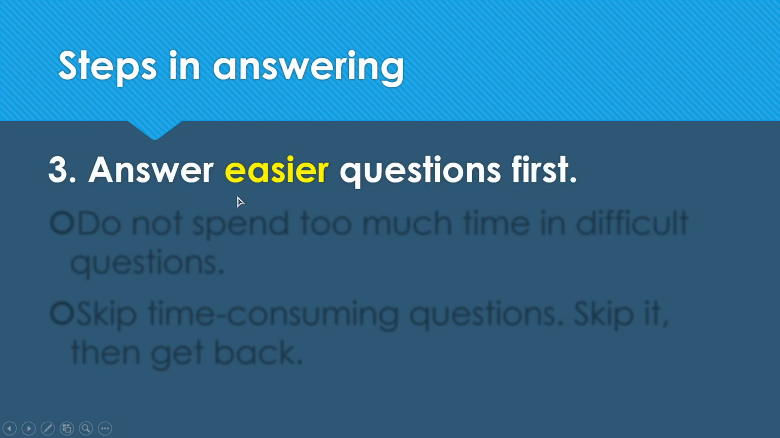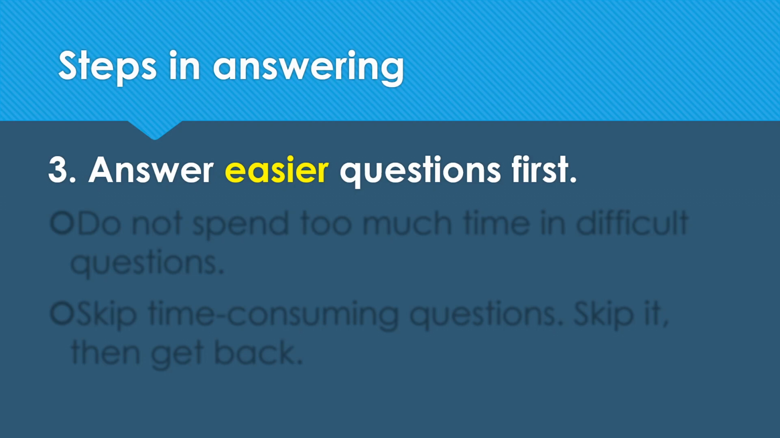Okay, so let's go to the third step in answering unseen comprehension. Number 3, answer easier questions first. You're going to answer easier questions. Sometimes you answer 1, 2, 3, 4, 5, up to 10 if there are 10 questions, but you will find that number 3 or number 4 are very difficult questions, and you will be spending a lot of time reading and looking for the answer.